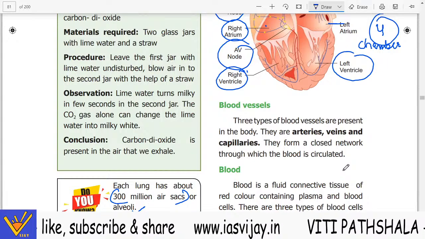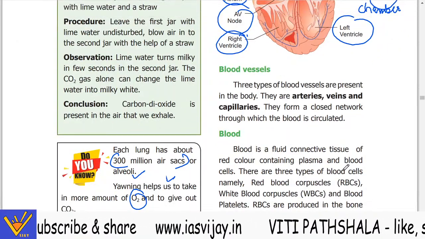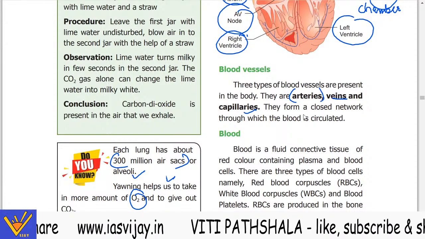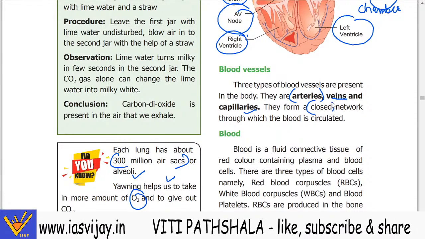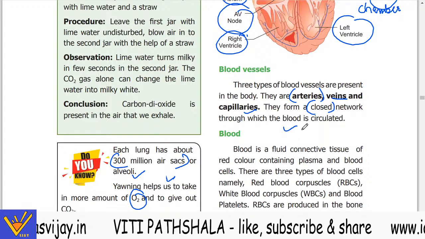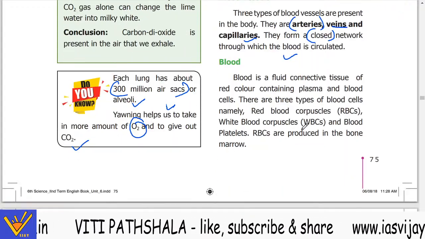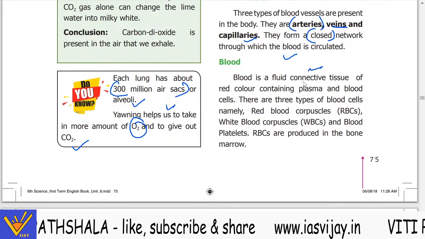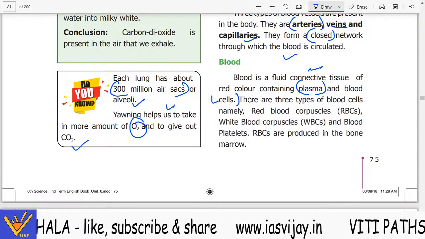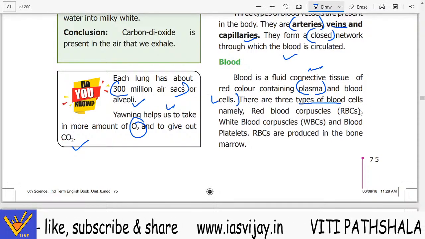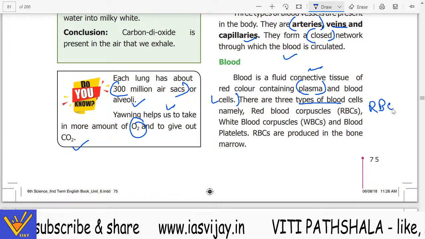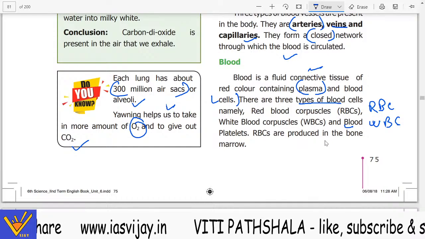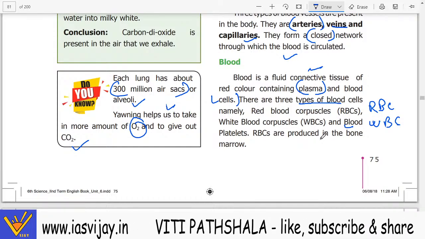Now blood vessels. The types of blood vessels present in the body are arteries, veins, and capillaries. They form a closed network through which blood is circulated. Now blood is the fluid connective tissue of red color containing the plasma and the blood cells. Now there are 3 types of blood cells जो कि आपकी RBCs होती हैं, WBCs होती हैं, and your platelets. Now RBCs are produced in the bone marrow में.